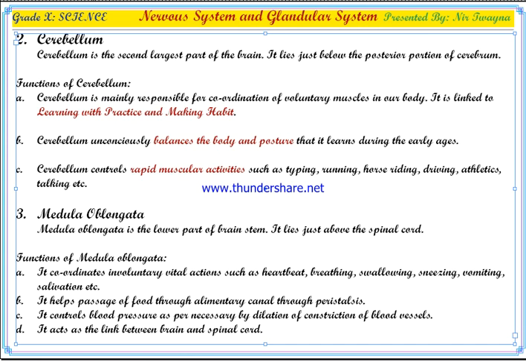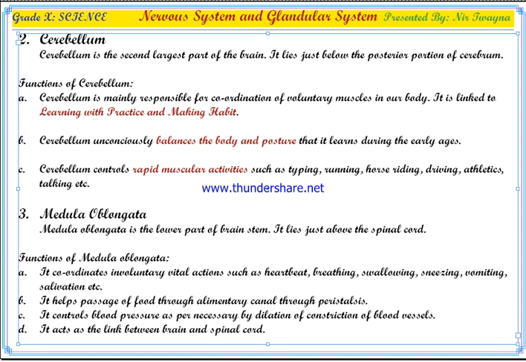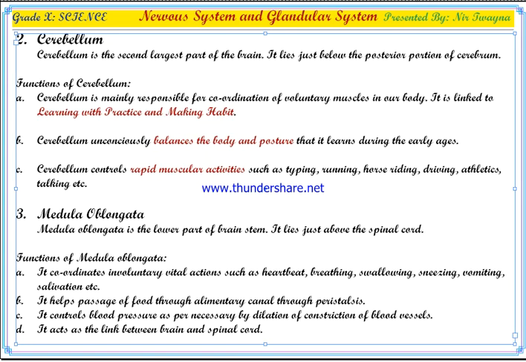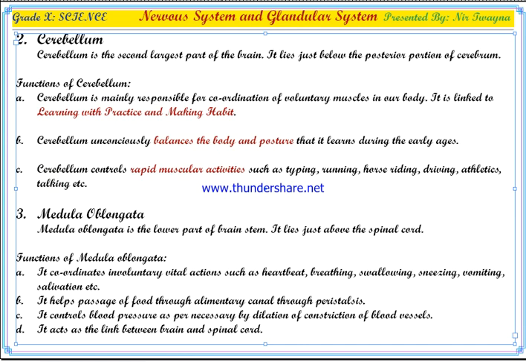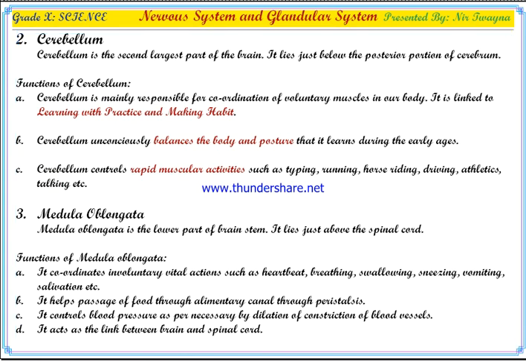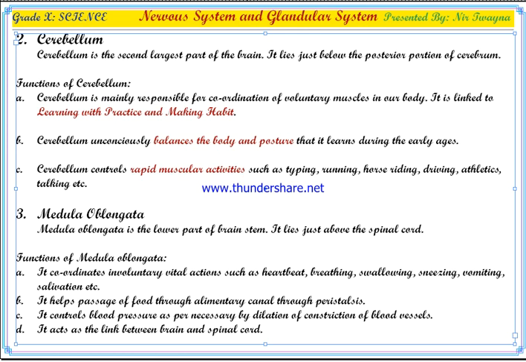And next one, cerebellum controls rapid muscular activities such as typing, running, horse riding, driving, athletics, talking, etc. In all of these things, muscular activities are very fast. Your muscles need to coordinate very fast. If the cerebrum only has to do it, then it is very tiring for your brain, isn't it? But since cerebellum learns that, these things happen automatically.